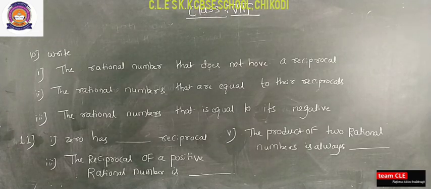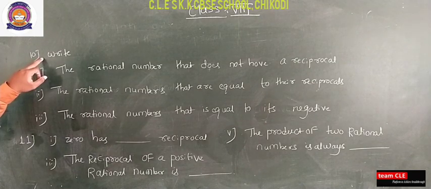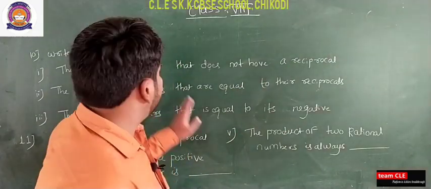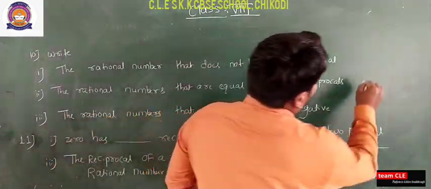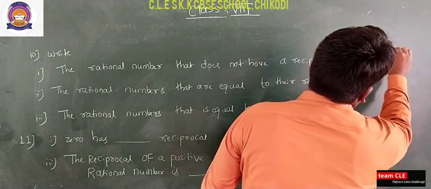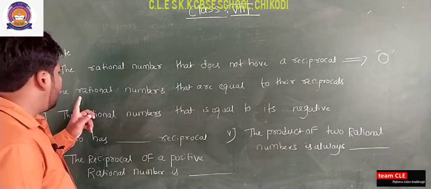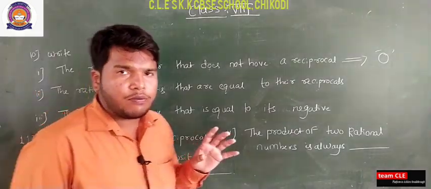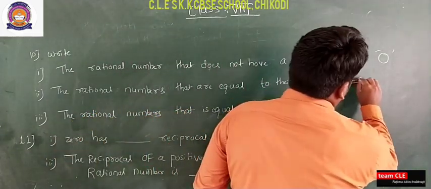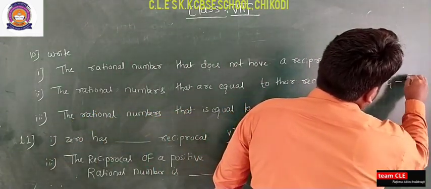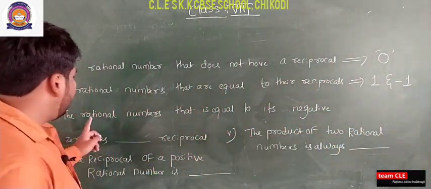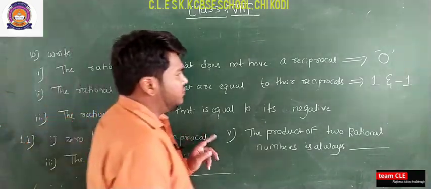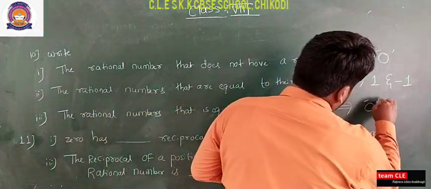Hello dear students, now welcome back to the 10th question of exercise number 1.1. Write the rational number that does not have a reciprocal. The rational number that does not have a reciprocal is 0. Next, the rational numbers that are equal to their reciprocals are 1 and minus 1. The rational number that is equal to its negative is 0.